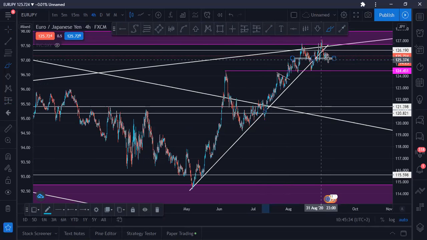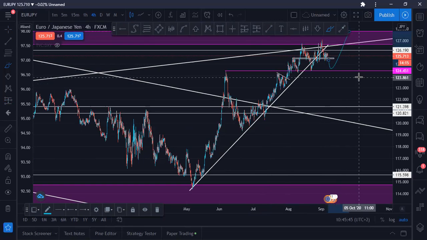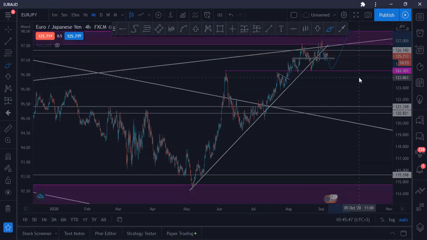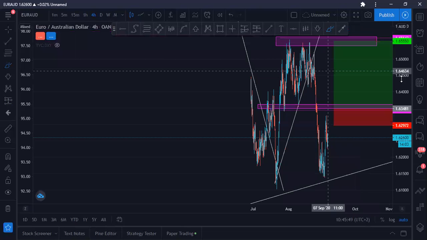You could either see this thing push down here, consolidate in the zone, and then go to the upside. That is the other possibility that I'm looking at right now. But honestly, on the sidelines for now with this trade, let's see what plays out. I would want to buy it around that 124.450 level.